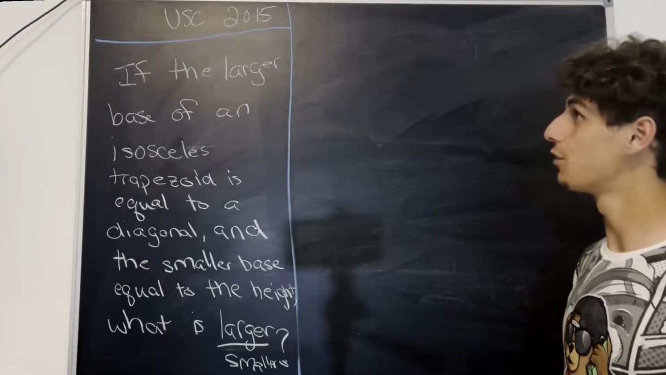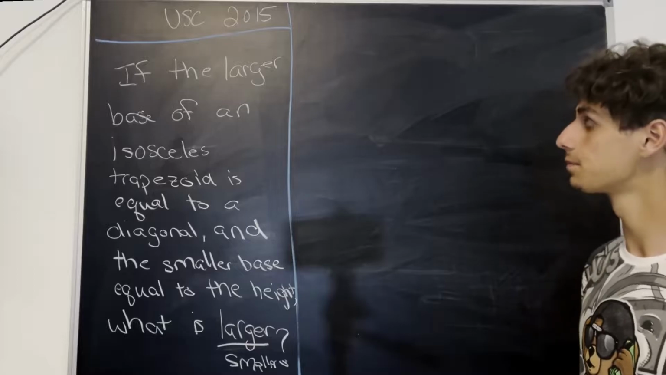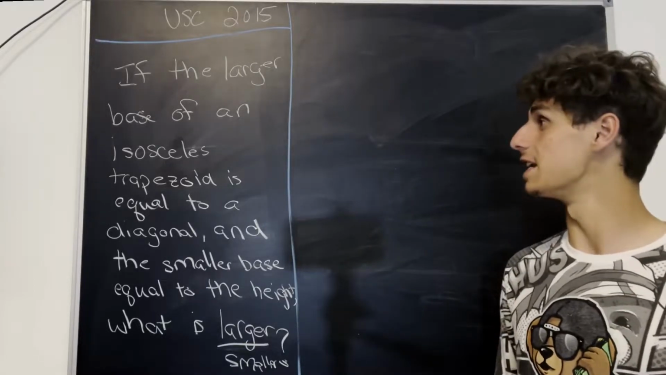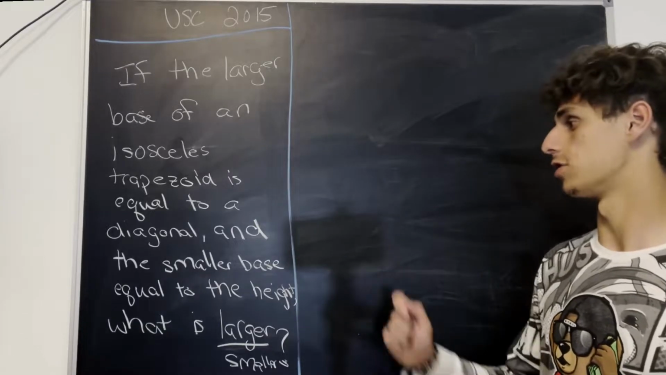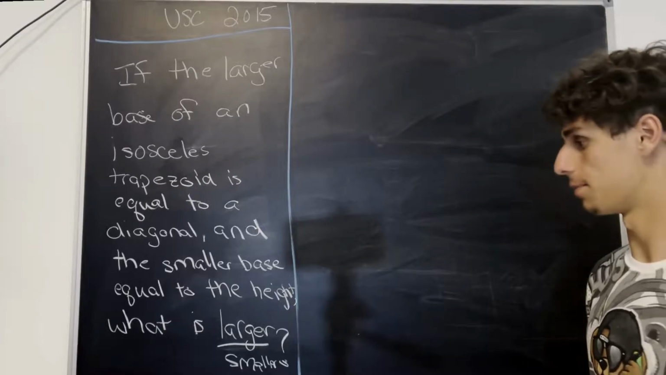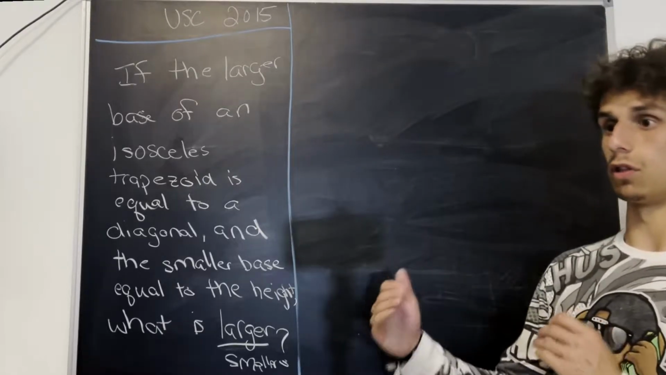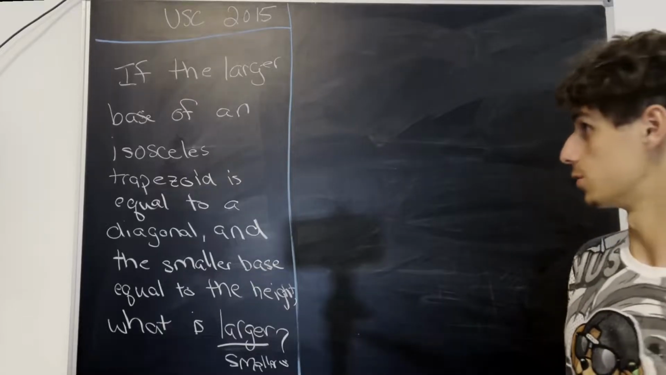Here I have a problem from the University of South Carolina math contest from the year 2015. It tells us that if the larger base of an isosceles trapezoid is equal to the diagonal of that trapezoid, and the smaller base is equal to the height of the trapezoid, then what is the ratio of the larger base over the smaller base? So let's get into the solution.